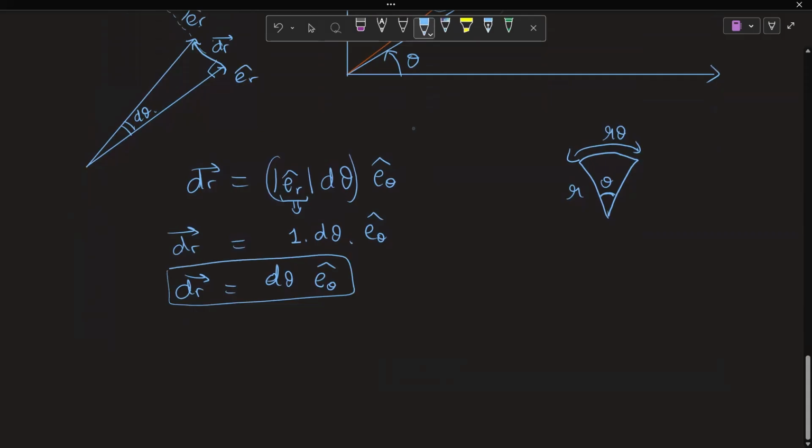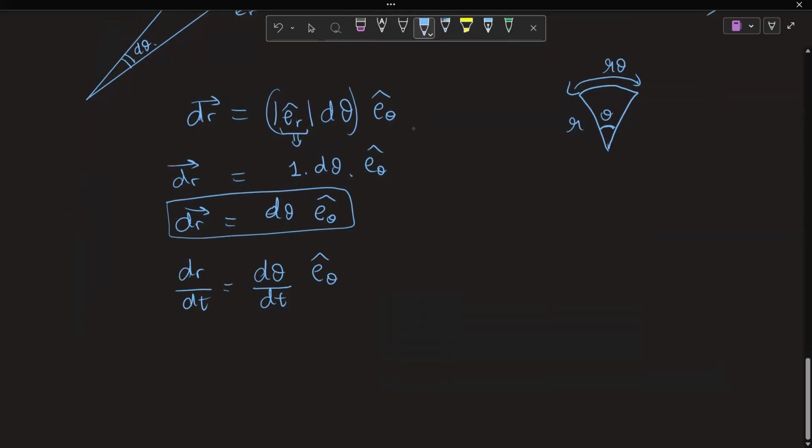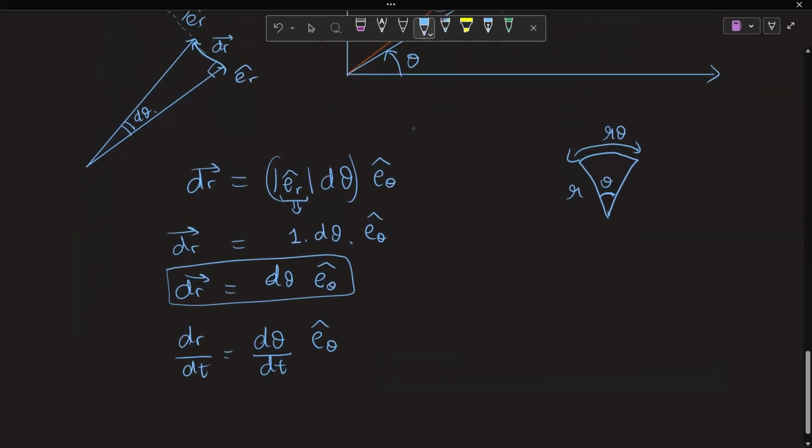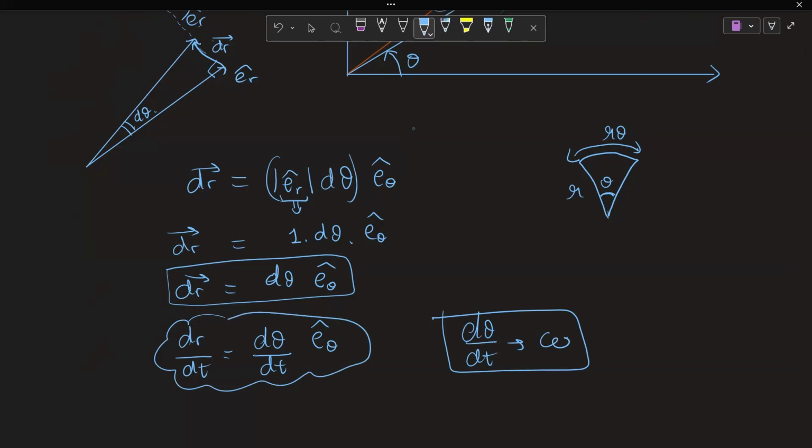Now differentiating this with respect to time, we get der by dt is equal to d theta by dt into e theta cap. Now d theta by dt is basically omega, which we can use afterwards. This is, let's say, equation number 1.